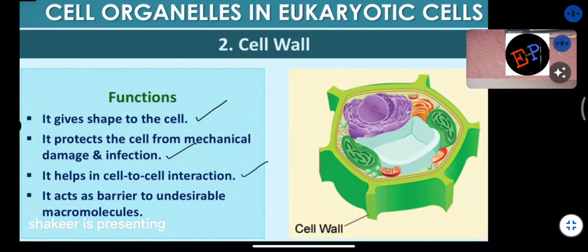Cell to cell interaction means passing of information. It also acts as a barrier to undesirable molecules. So basically, protection and cell interaction. This is the function of the cell wall. Understood now? Next, endomembrane system.